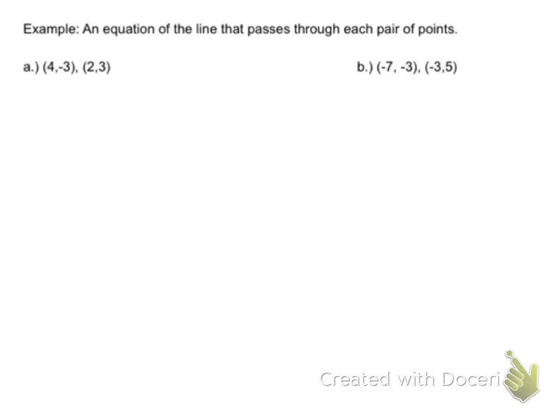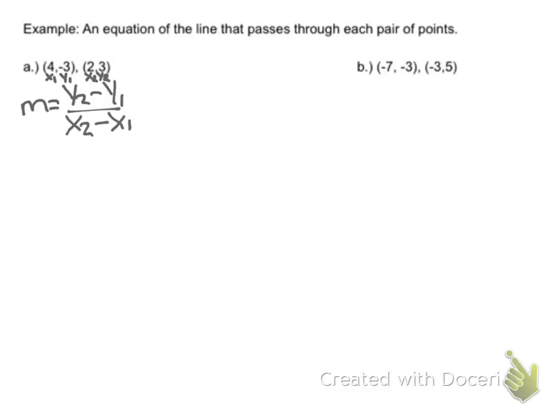Okay, so for the next example, it is an equation of the line that passes through each pair of points. So we should do letter A. We need to know what the formula is, which is m equals y2 minus y1 over x2 minus x1. And now you guys can just know what your x1s and your y1s are, and they don't have to be, you can pick which ones you want.